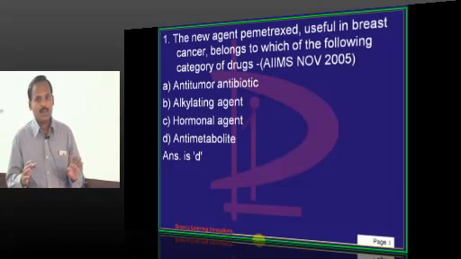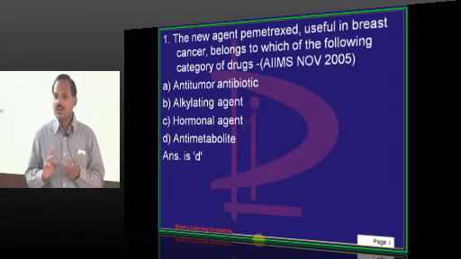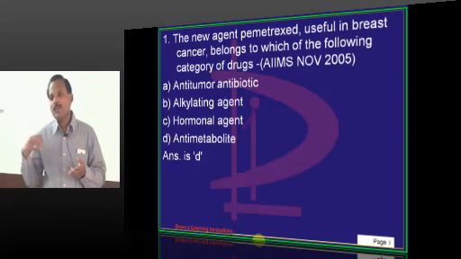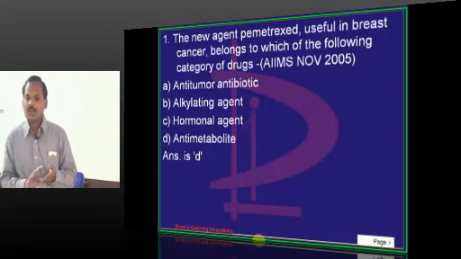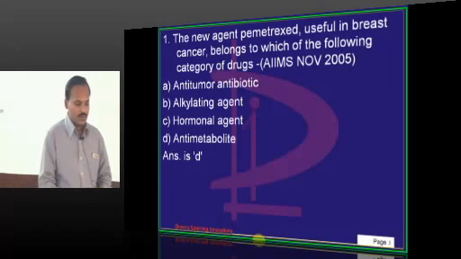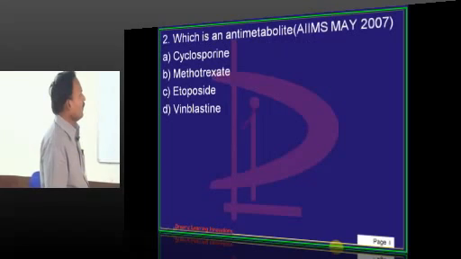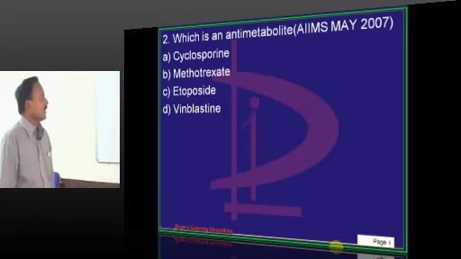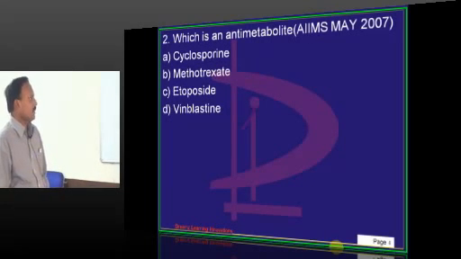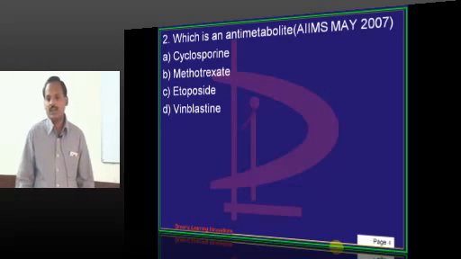So, that part I think is clear. The mechanism of action, it is an anti-metabolite, and therefore, to make the bone marrow recover from the adverse effects, give folate and B12. So, now if we go to the next question, which is an anti-metabolite out of this? Cyclosporine, methotrexate, etoposide, vinblastine. Cyclosporine is an immunosuppressant.